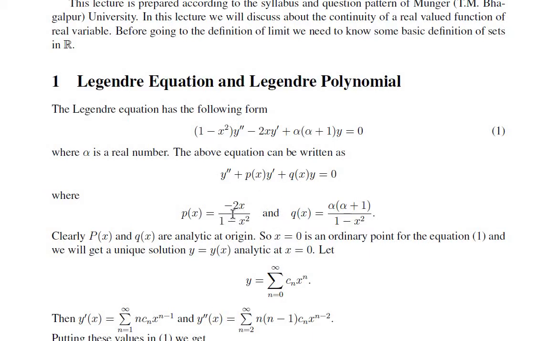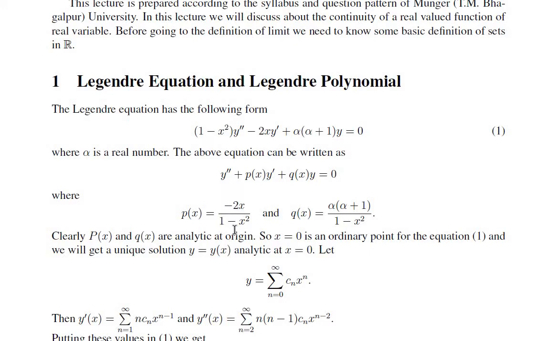And these are analytic at 0. The only problem is at the plus minus 1 points. Otherwise, this is non-zero. So these functions p and q are analytic at x equal to 0. We know one theorem: if the equation is of this form where p(x) and q(x) are analytic, then we can get a unique solution which is also analytic. Analytic means basically it has a Taylor series expansion.